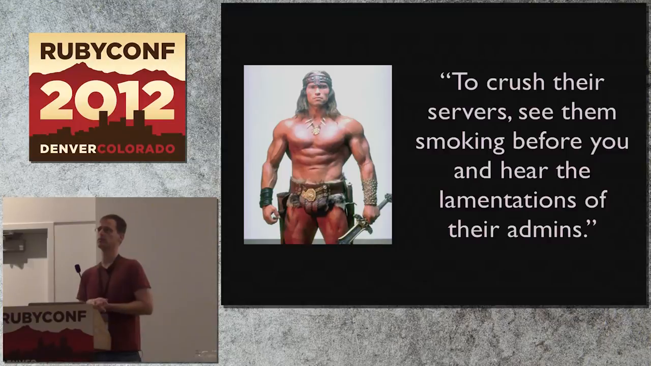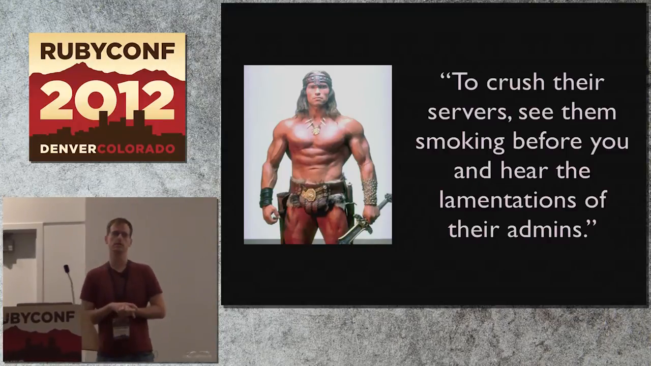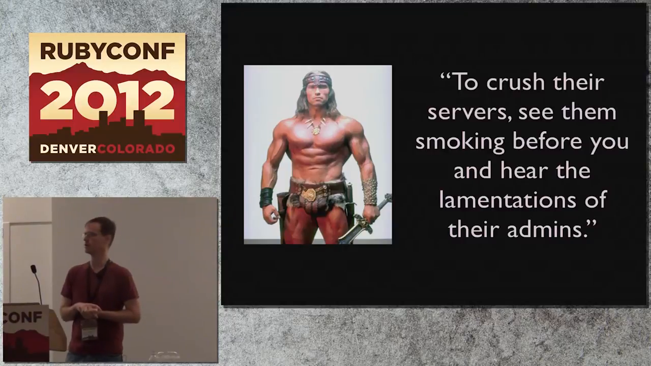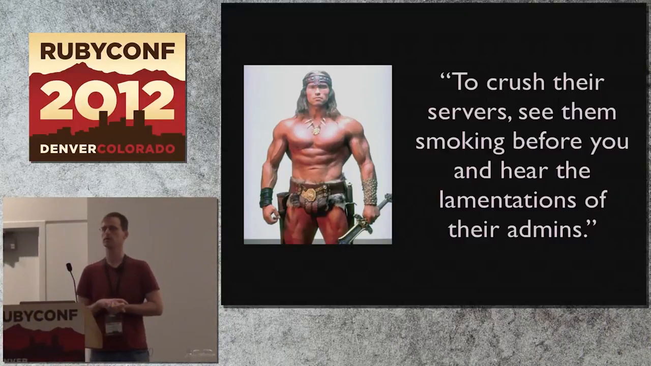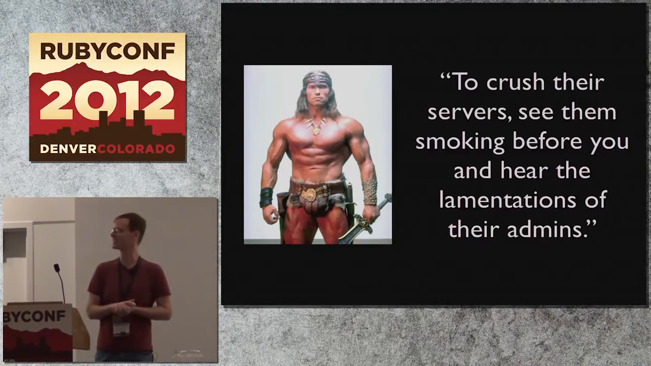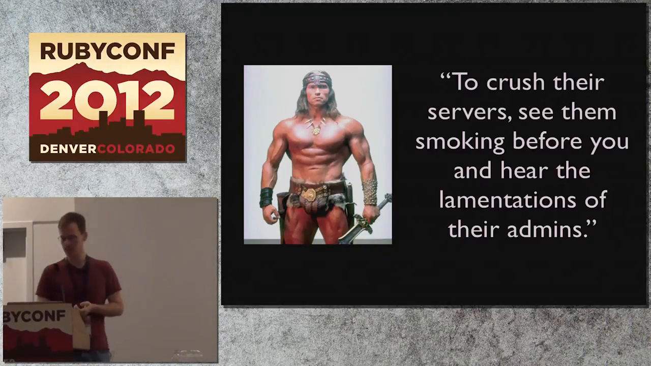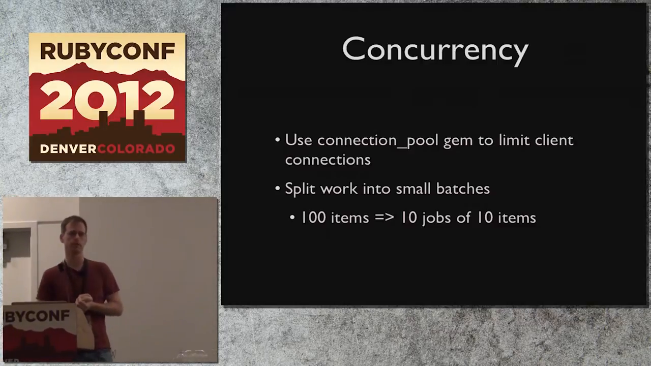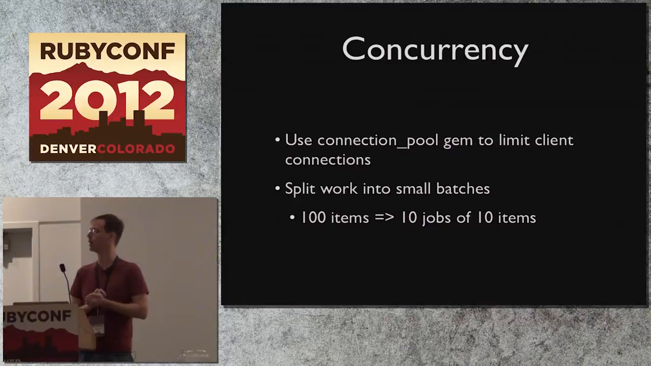We rolled out Sidekick in production at the Climb about 6 months ago, and within 48 hours, we had taken down a third-party API that we were calling, because we pushed 500 jobs onto the queue, and it processed them all at once, and that server was not prepared for 500 connections. So concurrency is something you need to think about when you have that volume of work, that number of workers and that volume of jobs.